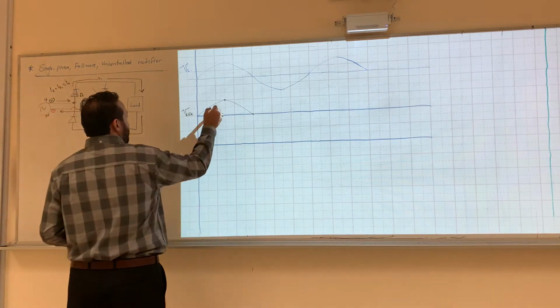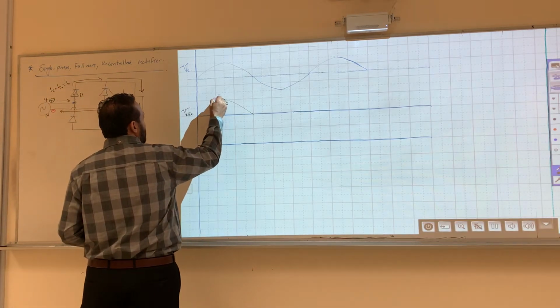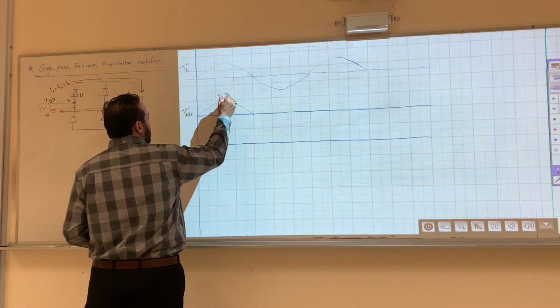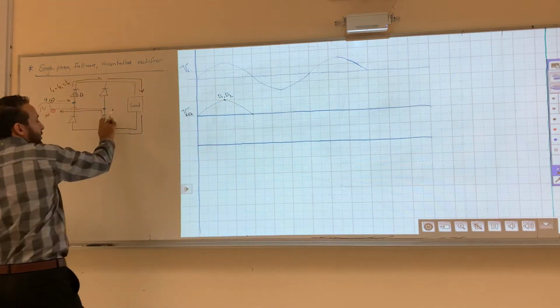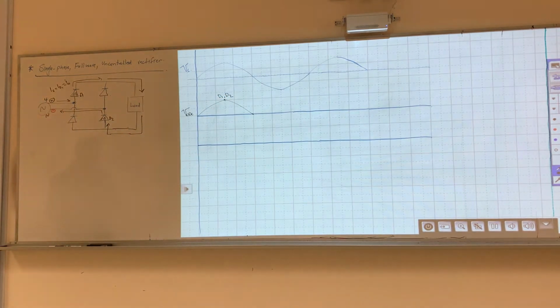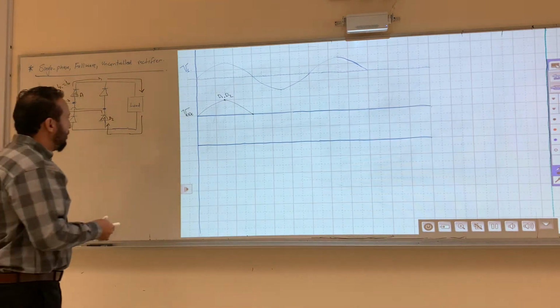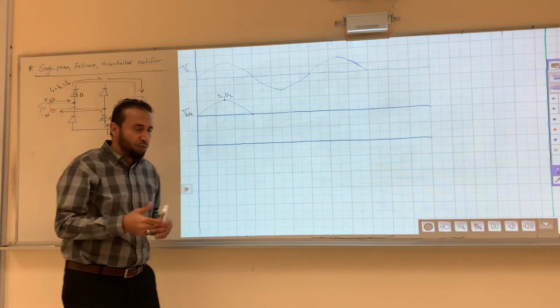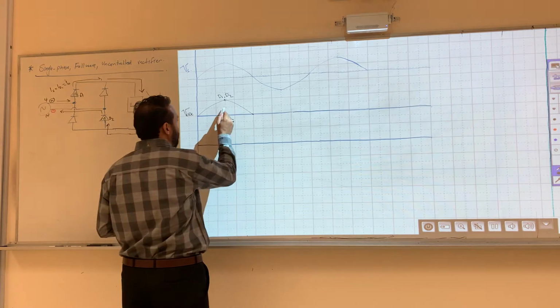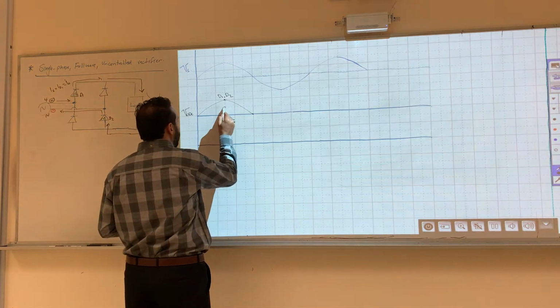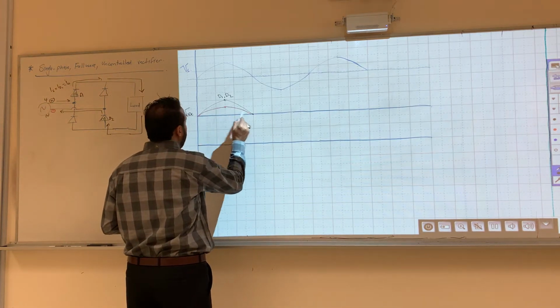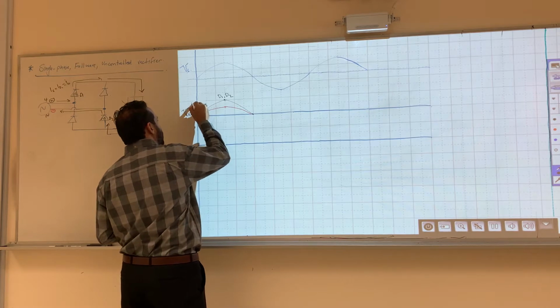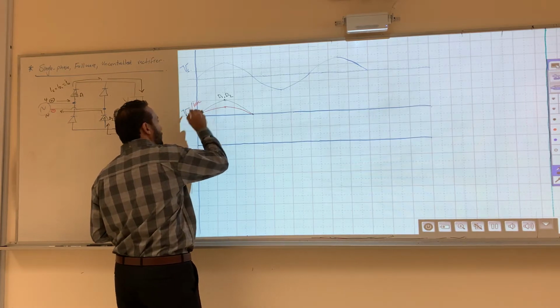We can call this one here diode 1 and diode 2, which is this and this. Same thing with the current. The current will be the same wave, but the peak is approximately half. So we'll go from here, and this one here is I out DC, the red.